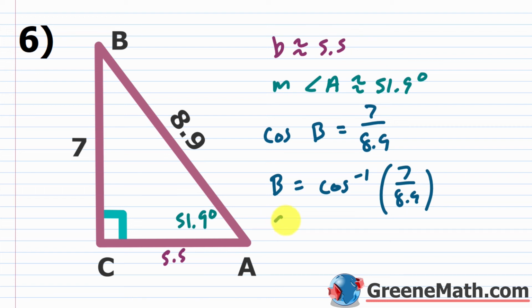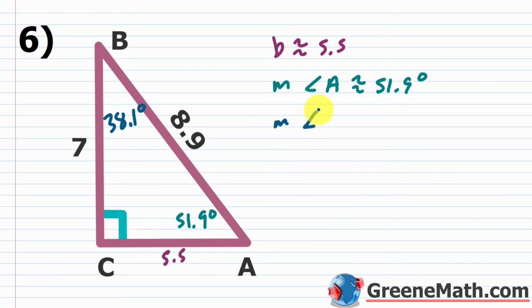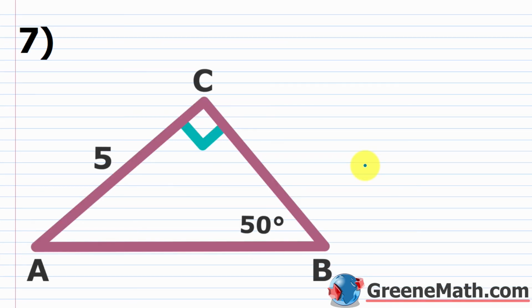And if I round to the nearest tenth, I do get that 38.1 degrees that I was looking for. So this would be 38.1 degrees. And let's just write that the measure of this angle B is going to be about 38.1 degrees. And one thing I would do is just always check that the sum of the measures of all these angles is 180 degrees, or just sum these two and make sure it's 90 degrees. In this case, it is. All right, let's take a look at problem number 7.